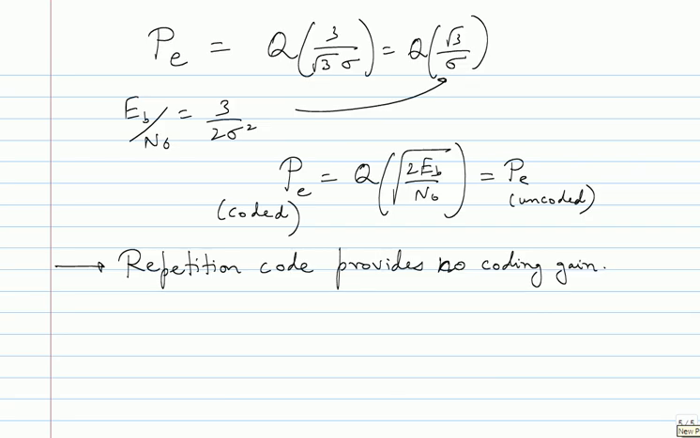Alright, I think we'll stop here. In the next class, we'll look at Hamming code, which is a very standard and good example of a good code, which provides a very simple coding gain, but still it's a nice code to look at.